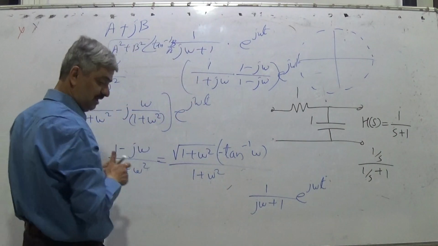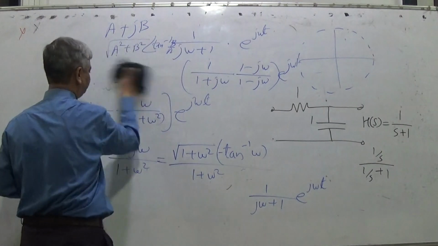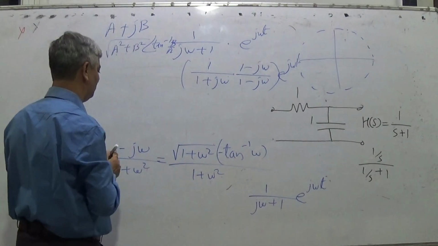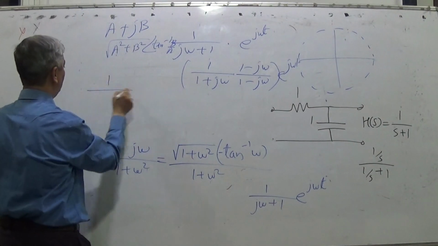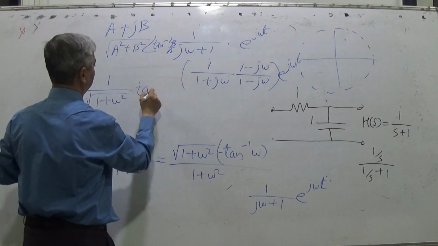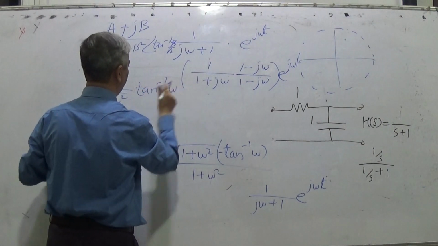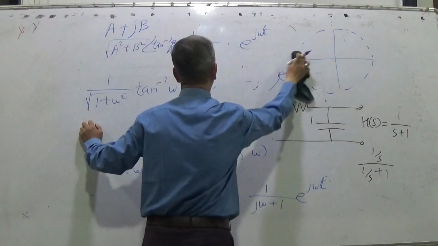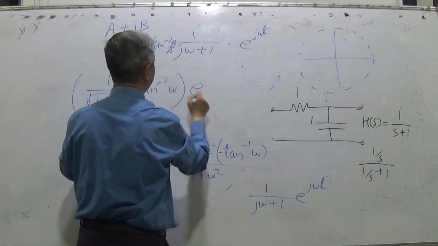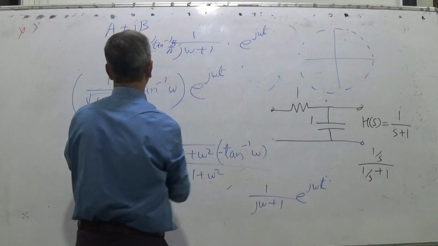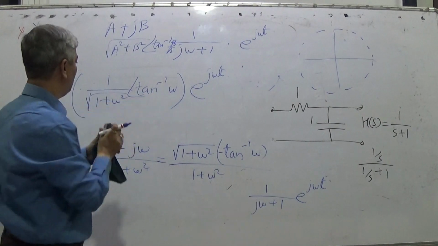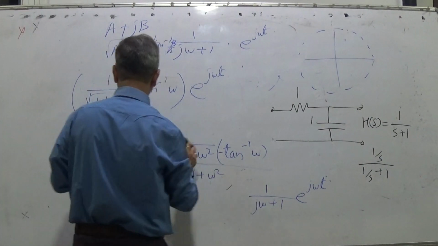So that is something which I am trying my level best to explain. I don't know to what extent it will be successful. So it is 1 upon under root 1 plus omega square, angle minus tan inverse of omega, into e raised to j omega t. So what will happen?